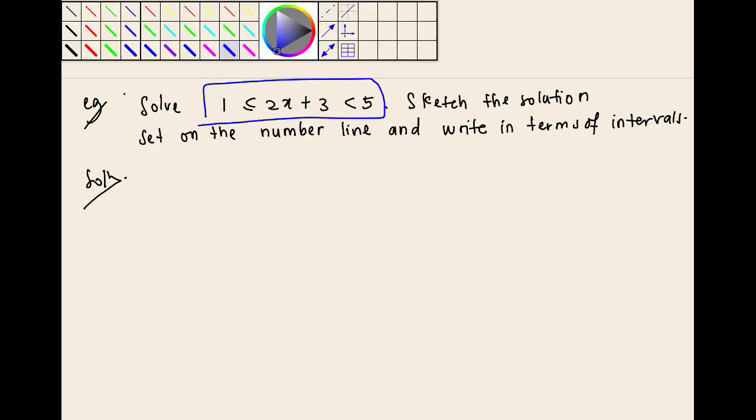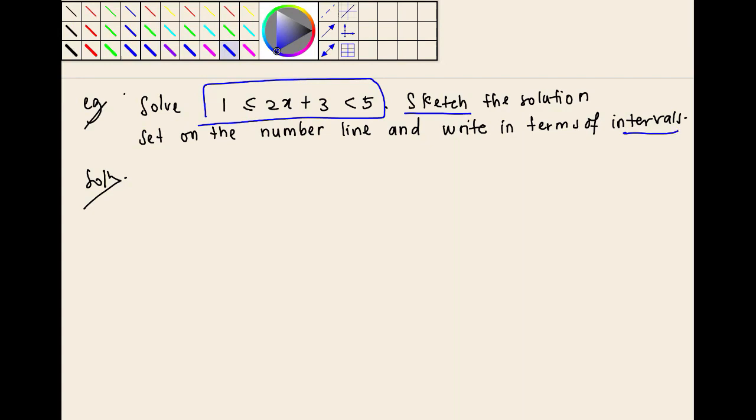Example, solve 1 is less than or equal to 2x plus 3 and less than 5. So you have two inequalities in one equation. Okay, there are two inequalities. Sketch the solution on the number line. So you have to sketch and then write in terms of interval.